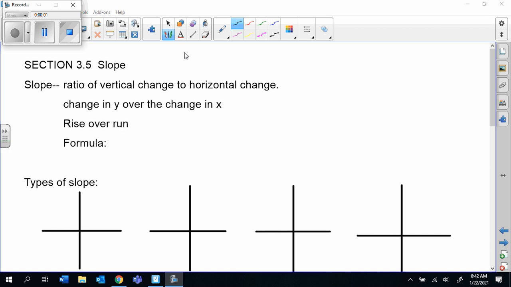Right, welcome to the slope lesson. If I was designing a textbook, I might have begun here, but here we are in 3.5 talking about it now. Slope is the ratio of vertical change to horizontal change. It is the change in y over the change in x.